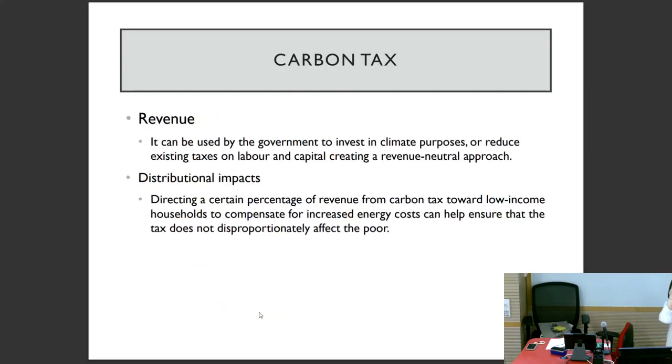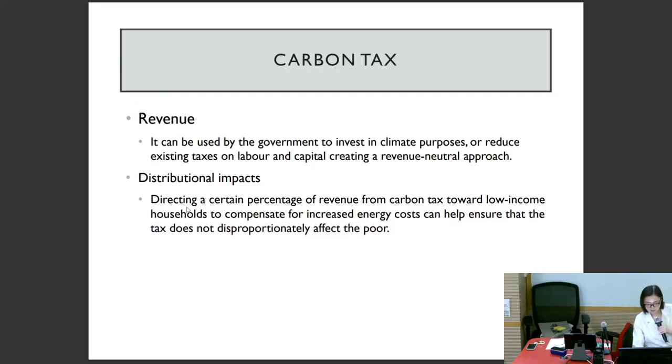Okay, so the government charges carbon tax. So when you consume electricity, everyone pays for the tax. Then it means that the government will earn a lot of money, right? So these are the revenue generated by enforcing a carbon tax. So the revenue can be used by the government to invest in climate purpose or reduce existing tax on labor and capital, creating a revenue neutral approach. So the revenue earned by the government can be invested in the clean technology, or it can also be used to subsidize some low-income families.